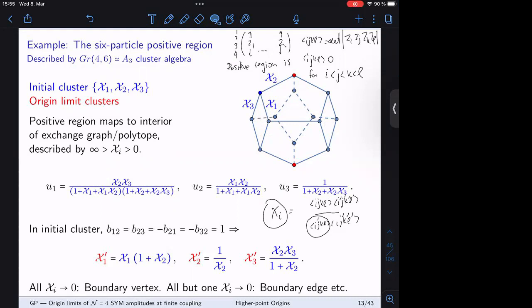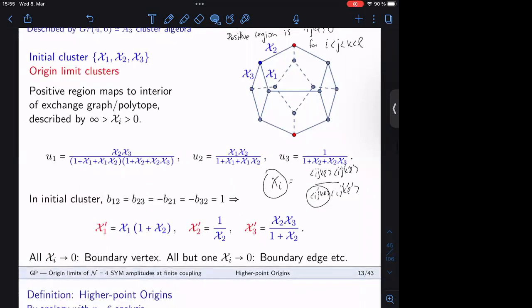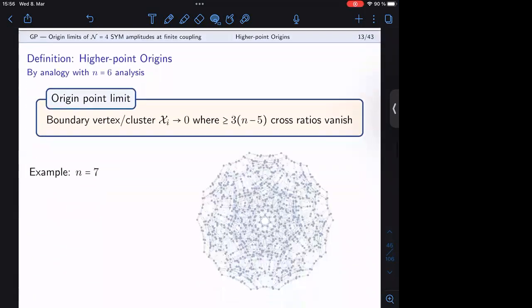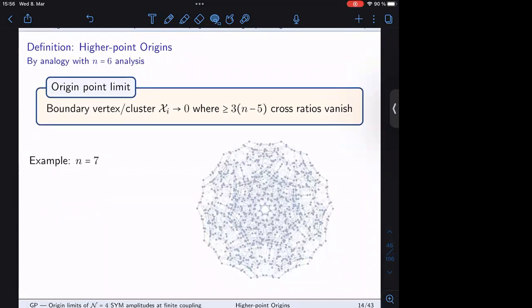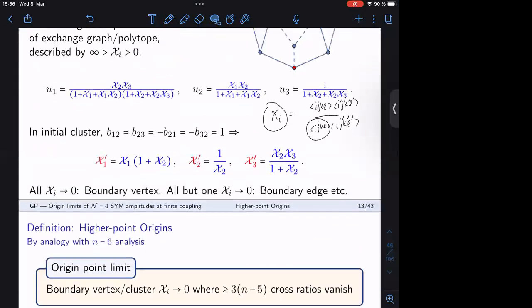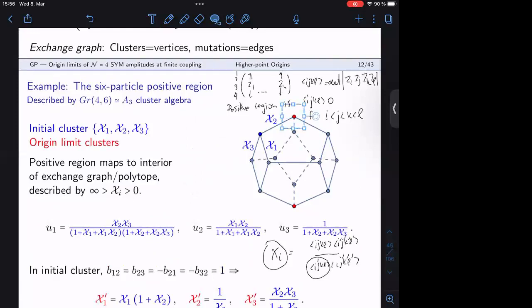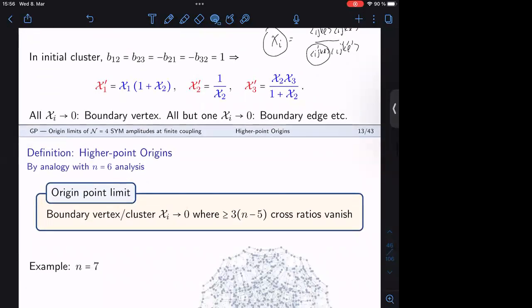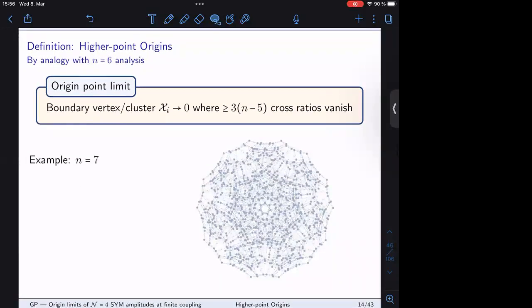Okay, we spent some time on this, but it's good because it means that you were interested and you were understanding, or at least were trying to understand. So this is the definition then of higher point origins, because we saw that the hexagon origin was a point at the boundary of the positive region. And so it's very natural to define origin points as a vertex at the boundary of the positive region.